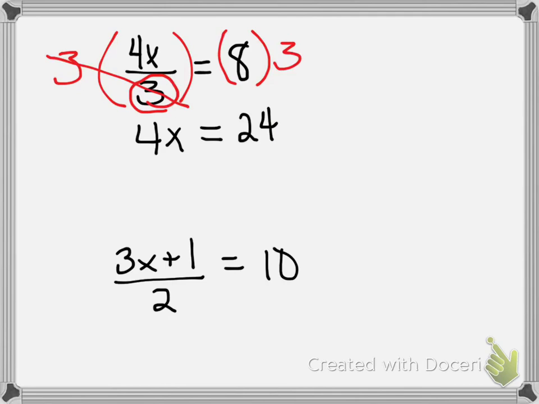And then from here, students don't generally have trouble. The 4x and the 24, you can see that you divide both sides by 4, which leaves you with an answer of x is equal to 6.